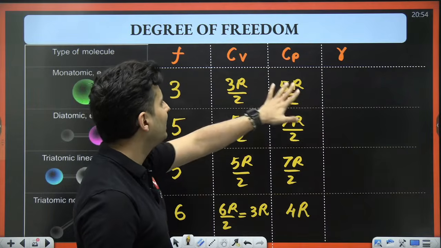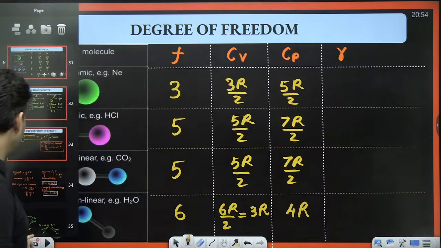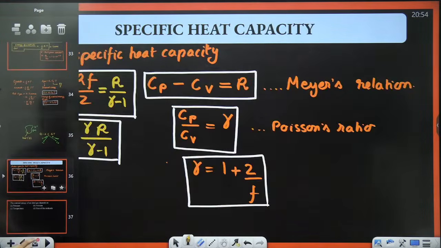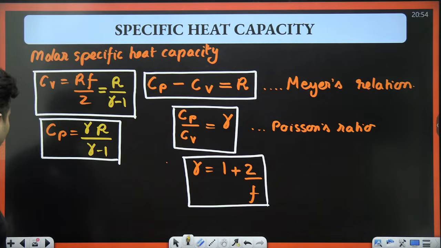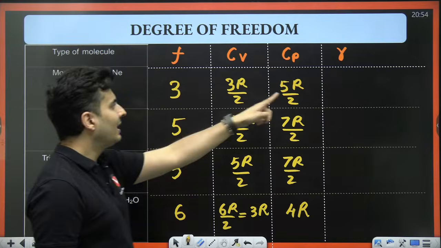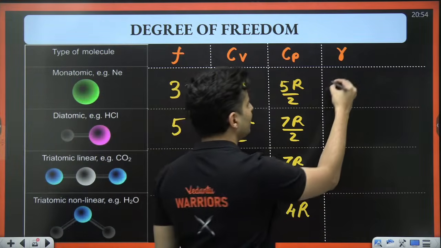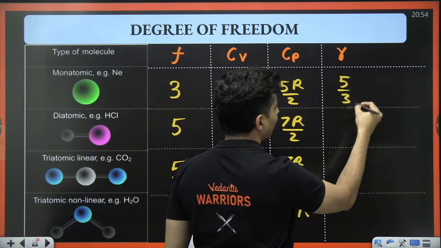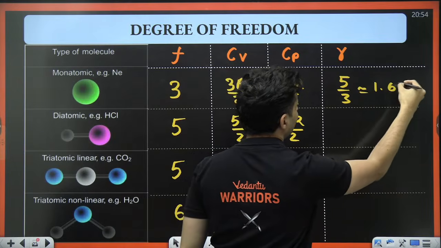What is gamma? Gamma is CP by CV. I just told you that. Gamma is nothing but the ratio of CP by CV. So let's use that and fill this table up. When I divide these two, R and 2 get cancelled. So this will be 5 by 3, which is approximately 1.67.